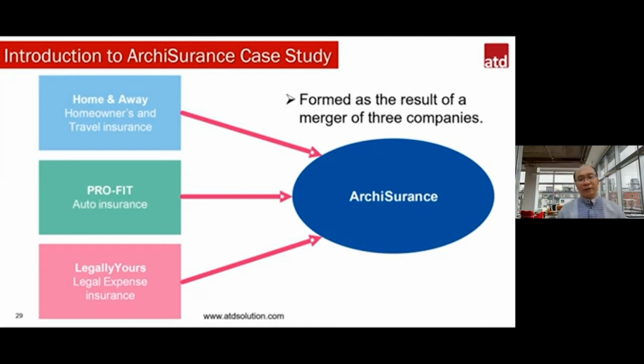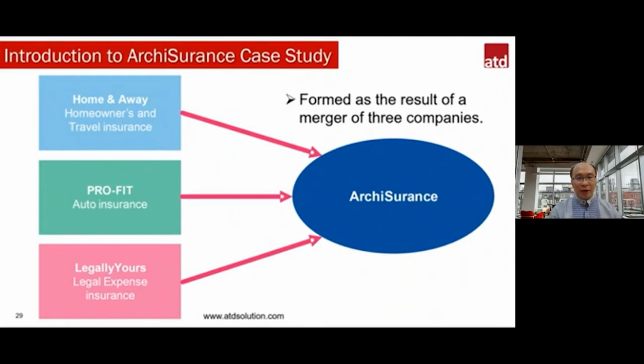The second insurance company, another division, is called Profit. Actually, it's the car insurance, the auto insurance. It's the normal auto insurance, so they cover your insurance for any accident that may happen. The last insurance group is called Legal Yours. Basically, it's about legal expense insurance. In the US, typically all the big corporations will insure with this type of legal insurance policy. So these three companies merged into one to become ArchiSurance.